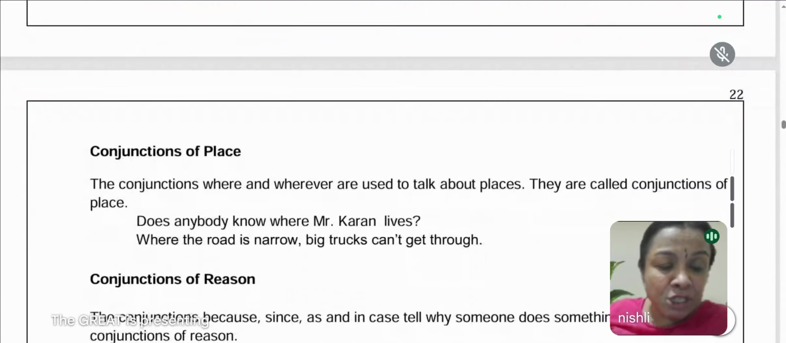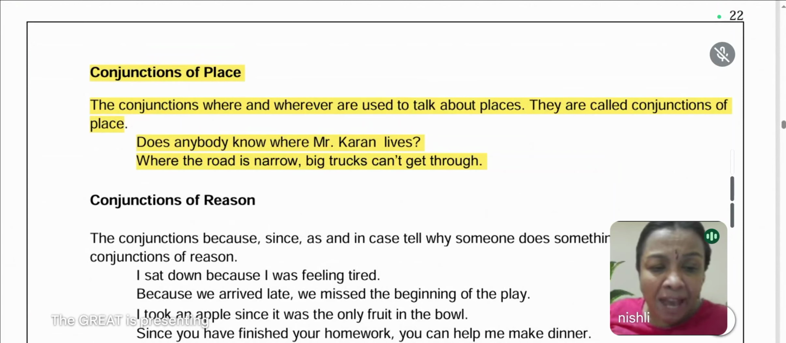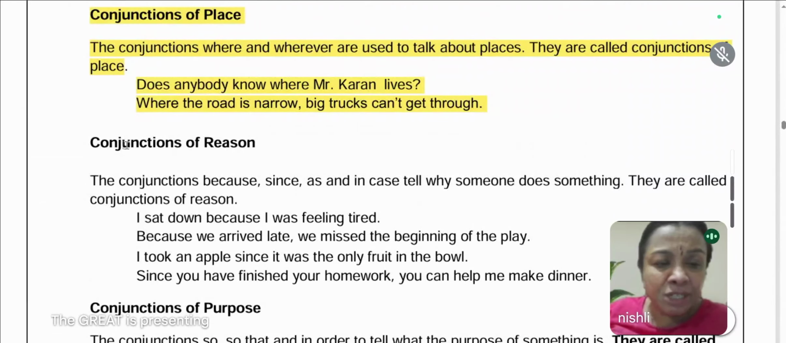Next is conjunctions of place. The conjunctions where and wherever are used to talk about places. They are called conjunctions of place. Does anybody know where Mr. Karan lives? Where the road is narrow, big trucks can't get through. So this too, it's a place. Does anybody know where Mr. Karan lives, where is the conjunction here? Next is where the road is narrow, big trucks can't get through. So that too refers to a place.